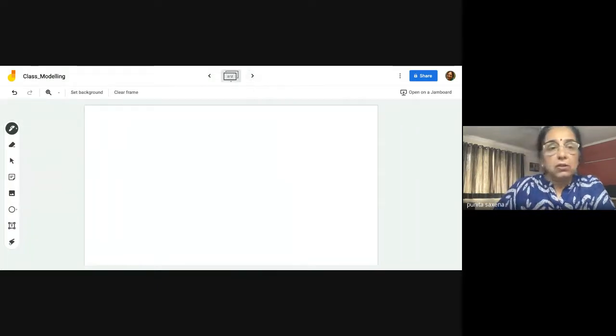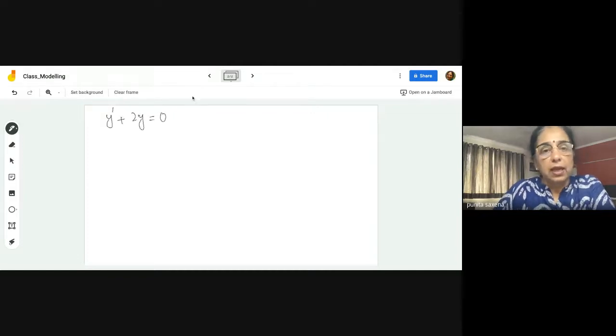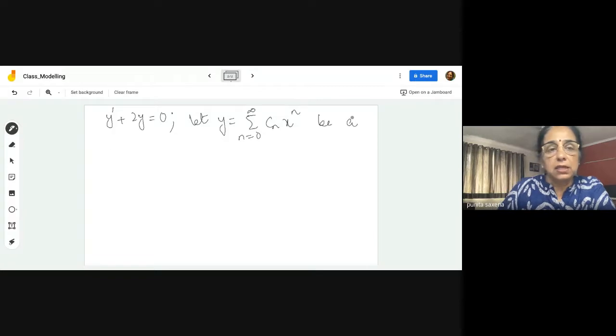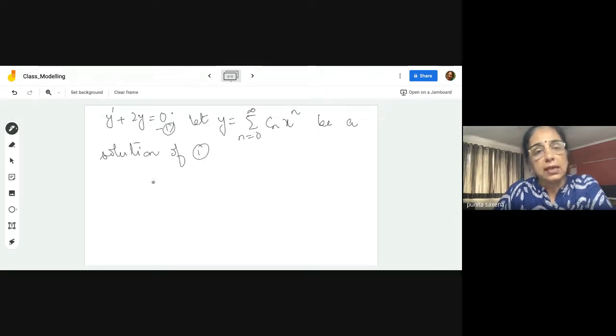Okay. Now, when I say we are talking of power series solution of this differential equation, that means my differential equation is still this y dash plus 2y equal to 0. Okay. Now I say, let y equal to summation Cn x^n, n from 0 to infinity, be a solution of this differential equation. Okay, so let's number this 1. So I say, let this be a solution of this differential equation 1.